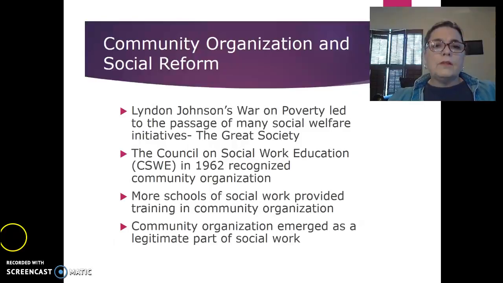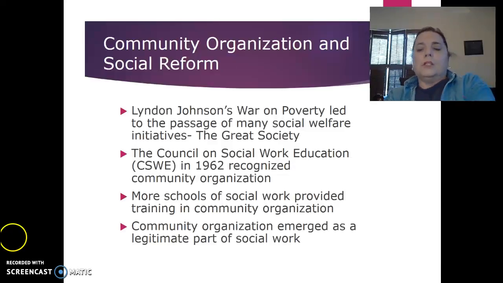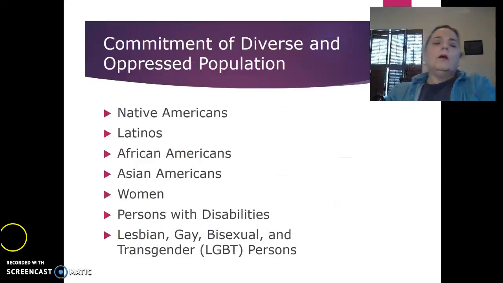Also, there were several other social reforms that came along during this time. One of the main things is that the Council of Social Work Education began to recognize the need for macro social work and community organization. Social work is committed to diverse populations. We're committed to helping people in diverse populations.